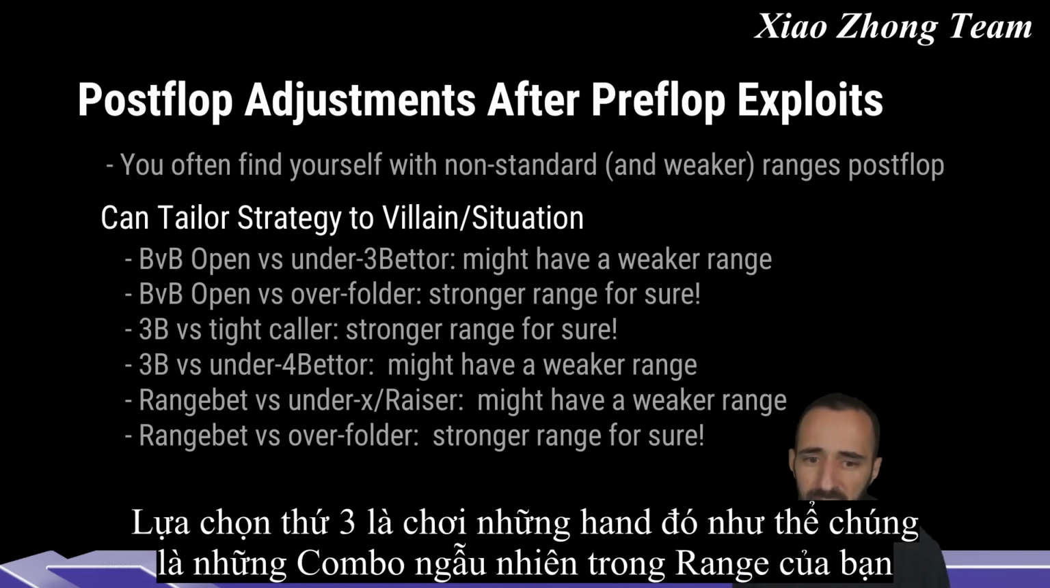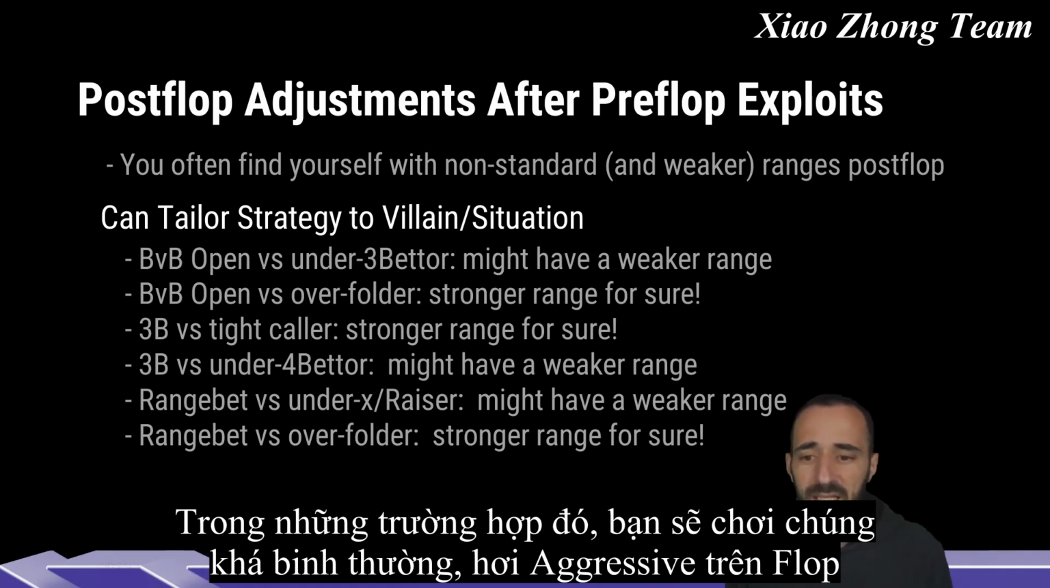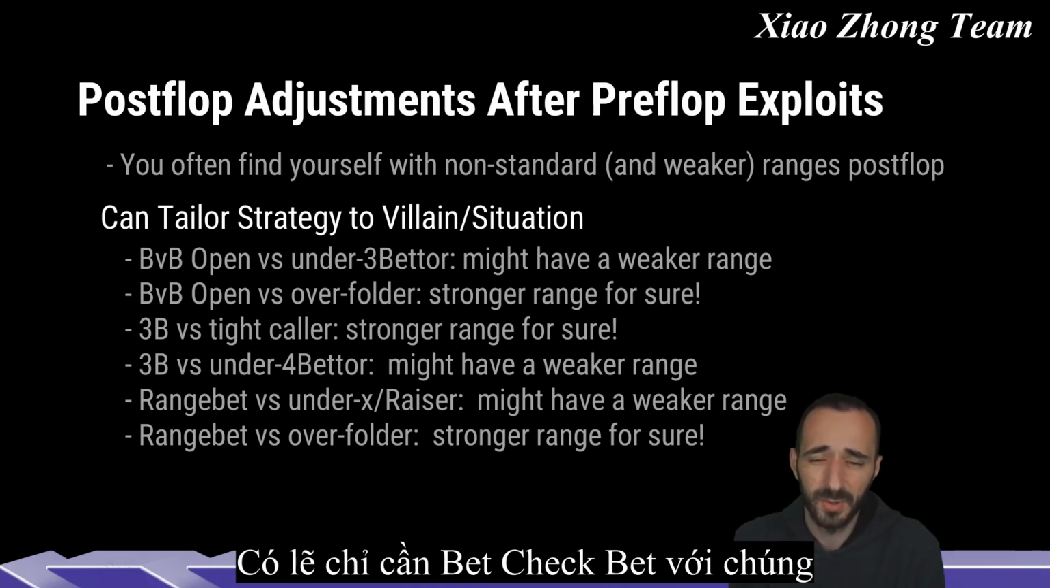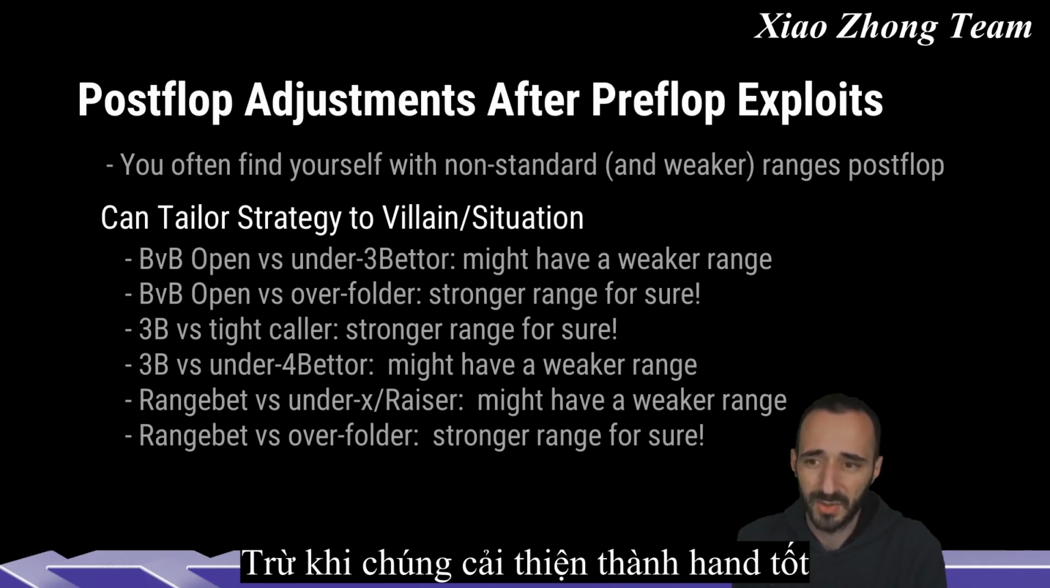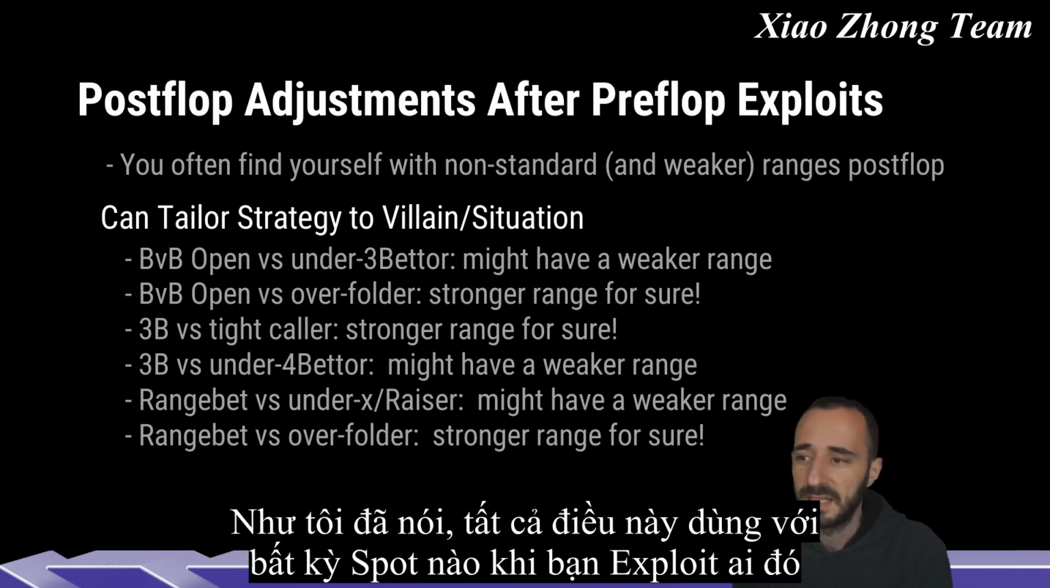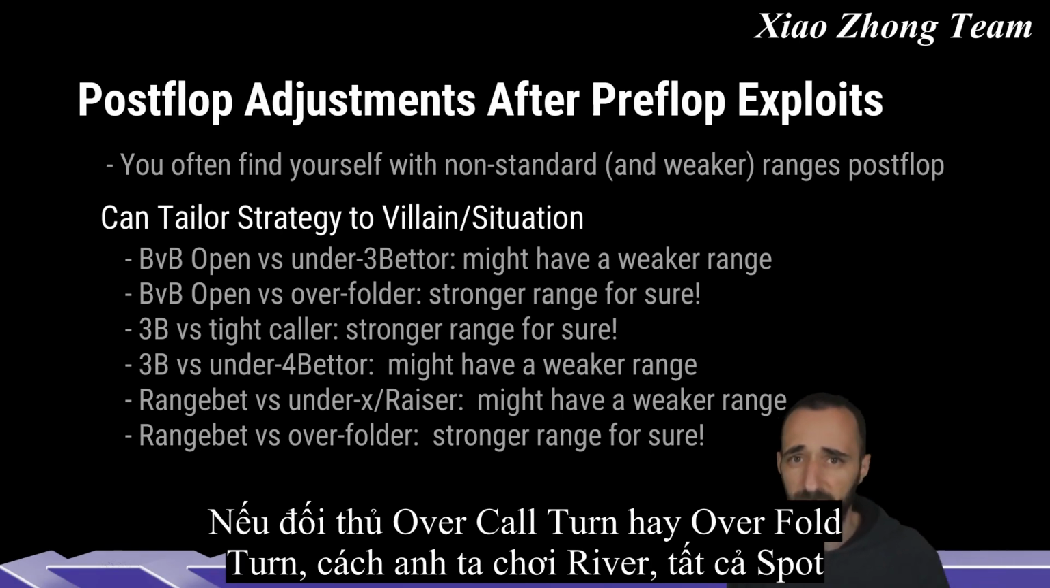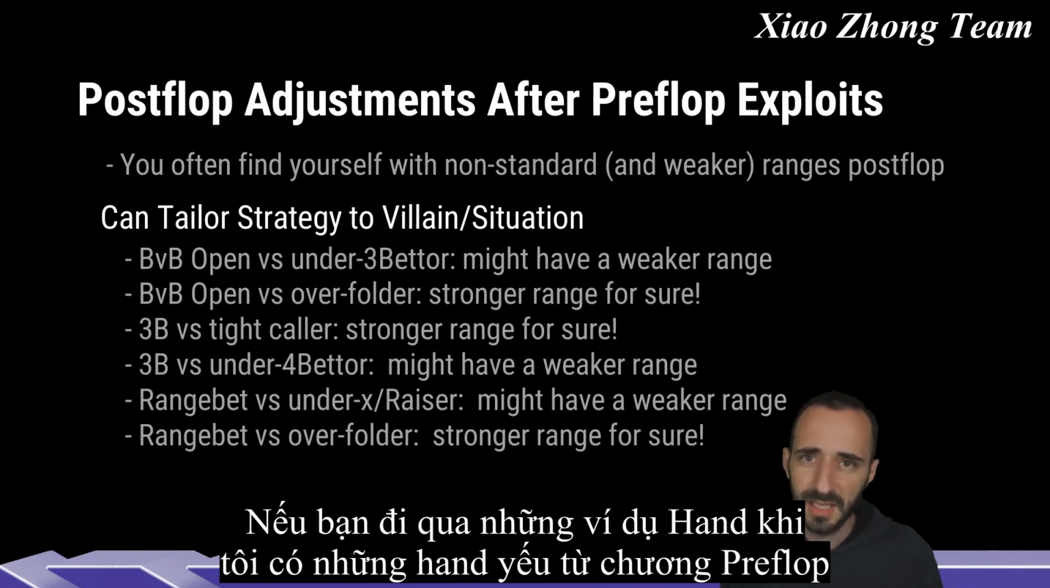And then the third option is playing those hands as though you have only a random combo of them in your range. In which case you would play them fairly normal, fairly aggressive on the flop, and probably just go bet, check, bet with them quite often, unless they turn something good. And like I was saying, this whole thing goes for any spot where you're exploiting someone. So if he overcalls the turn, or overfolds the turn, how do you play the river? All the spots, I guess that's it.